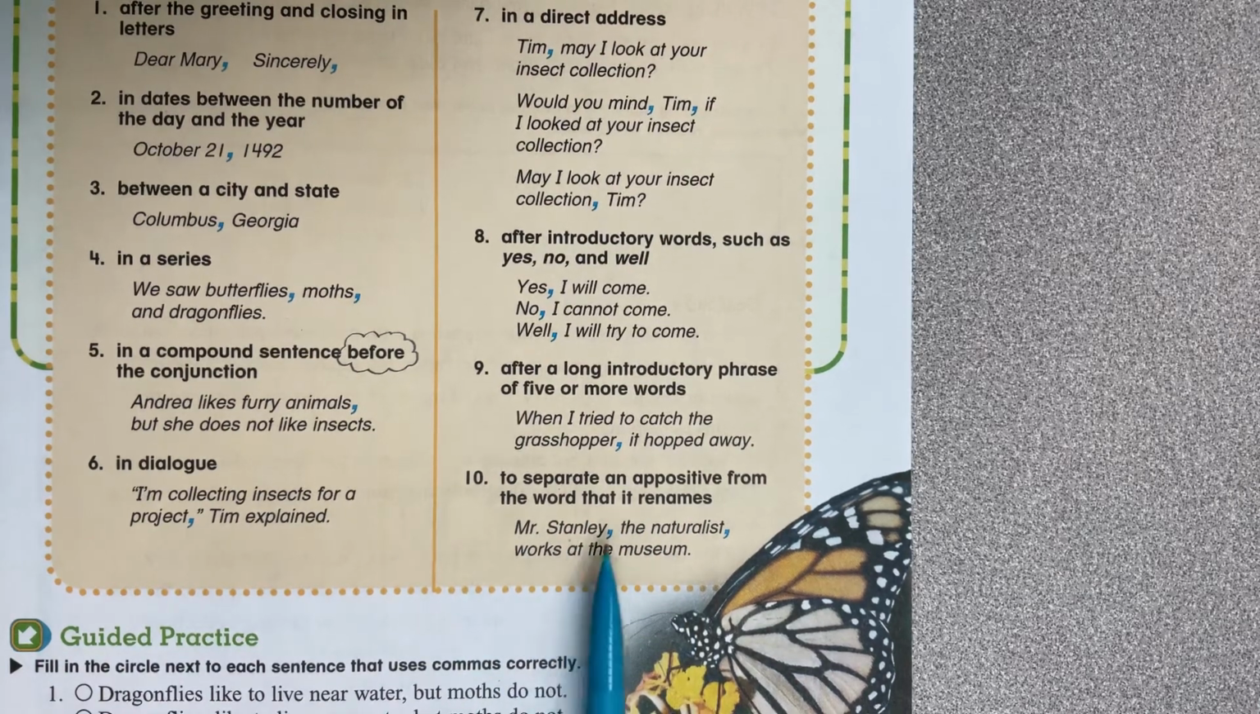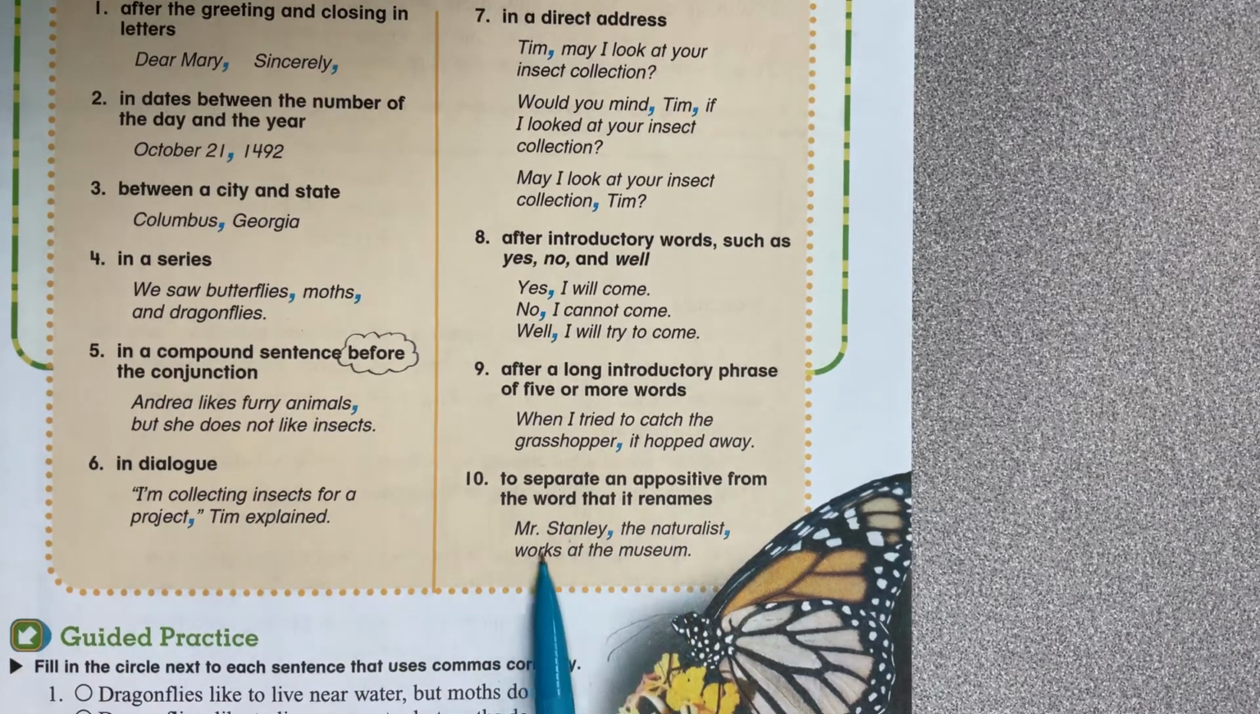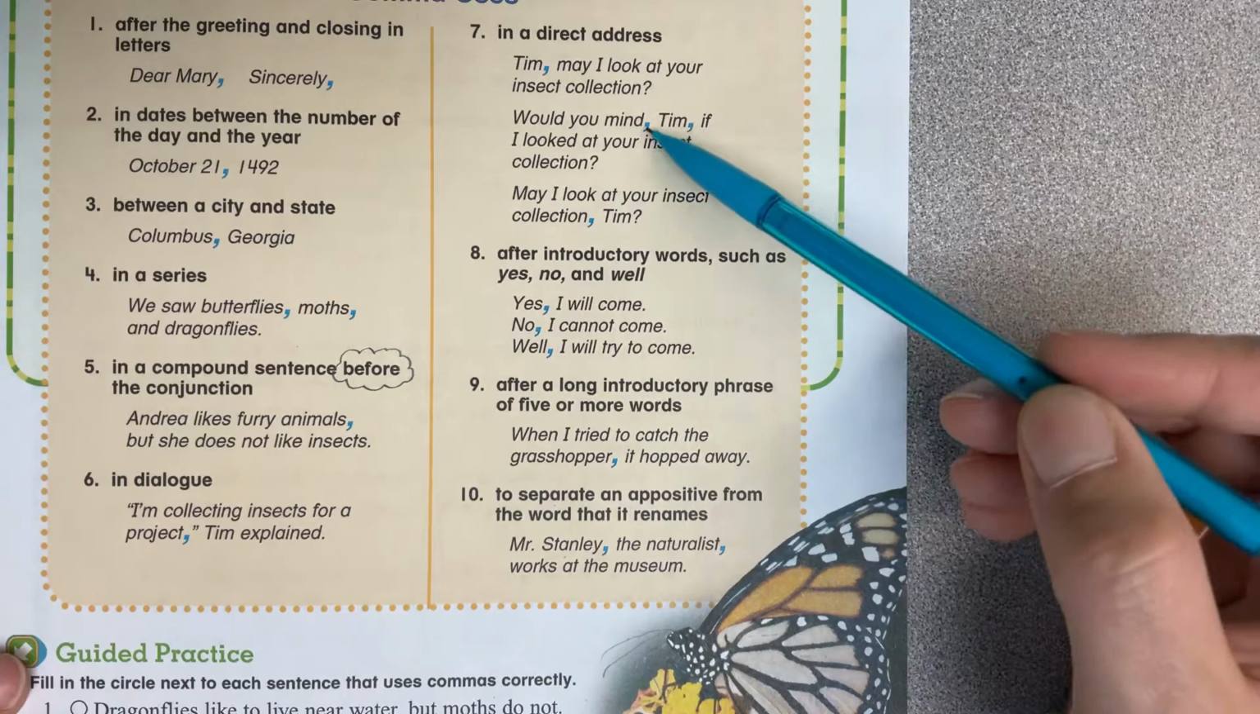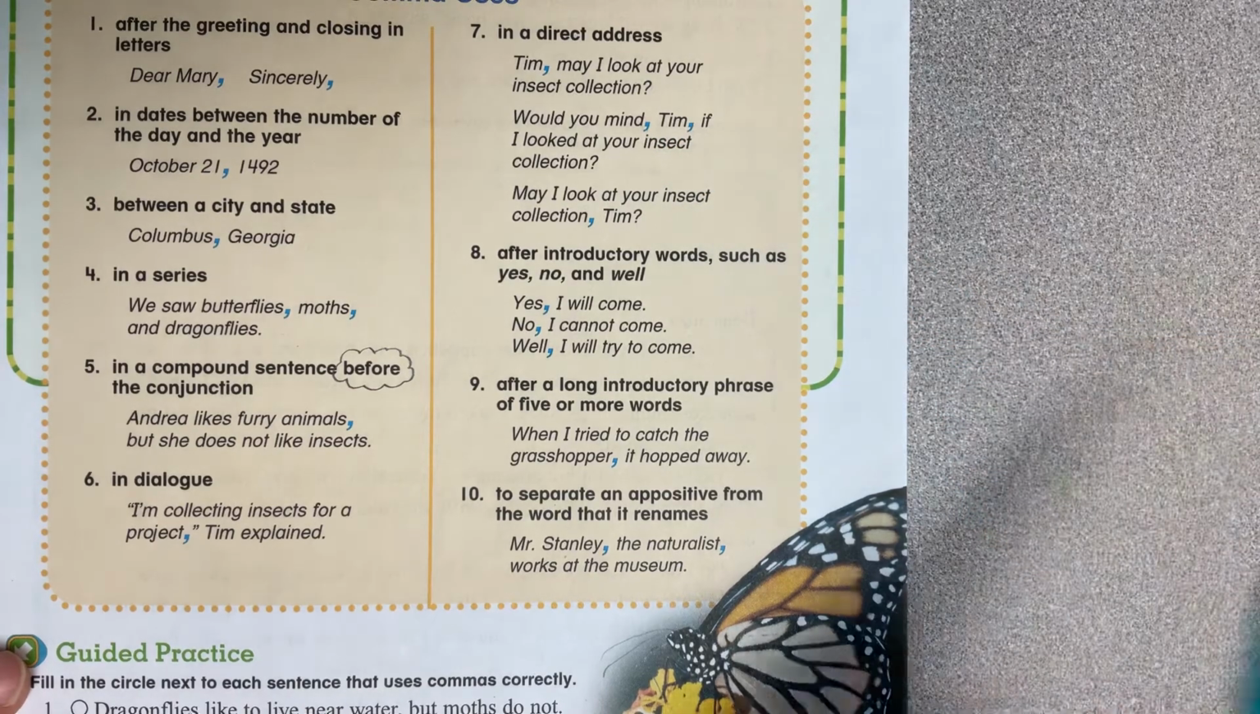And then finally, to separate a possessive form of the word that it renames. Mr. Stanley, the naturalist, works at the museum. So in between here, we rename Mr. Stanley as the naturalist. So we put a comma before and after what we rename him, similar to how we would do if we had a name in the middle.